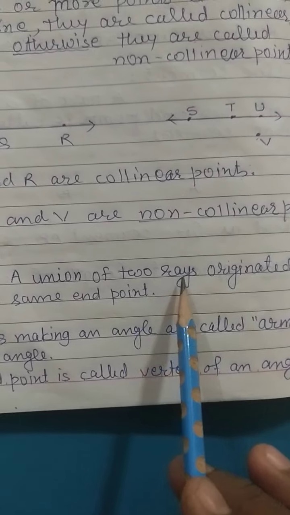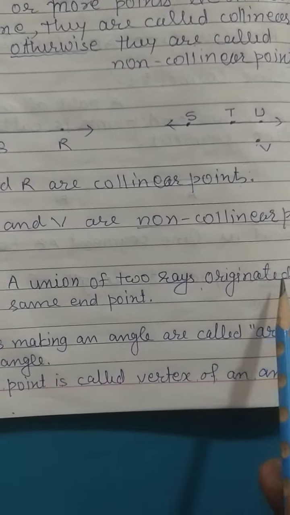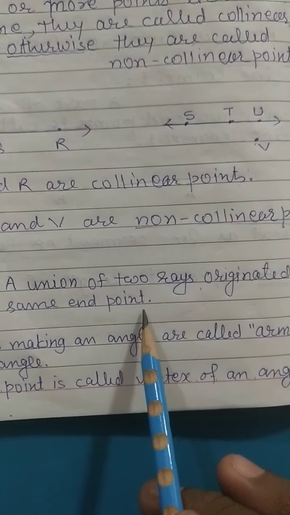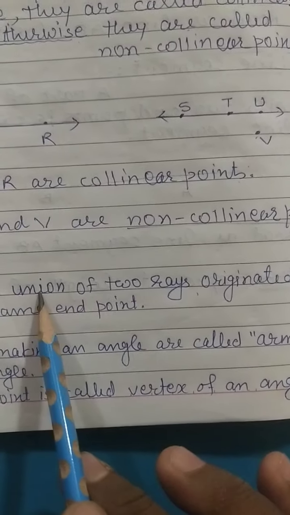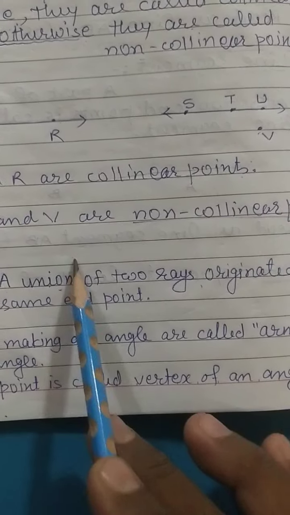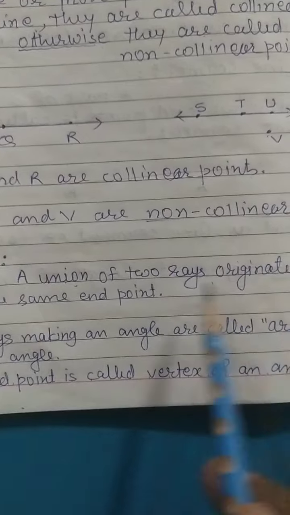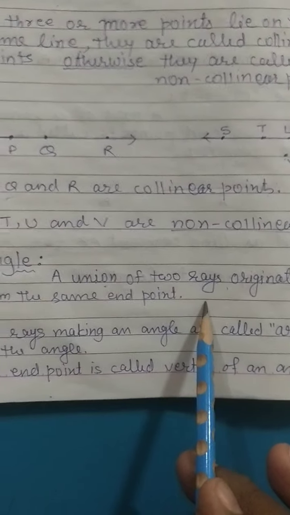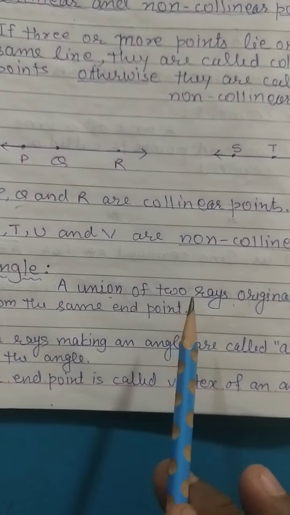A union, or you can say a combination, of two rays originated from the same end point is called an angle.